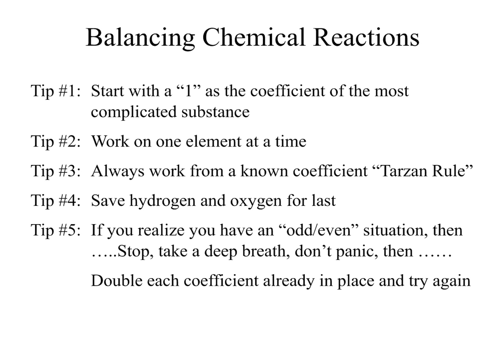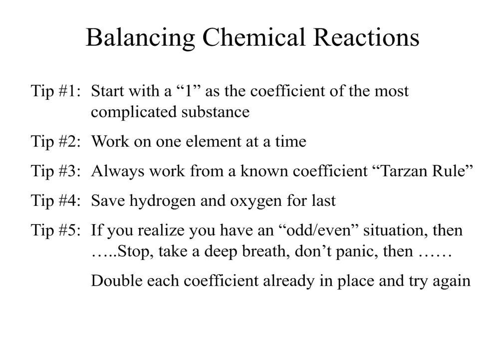So the first thing we want to do is put a 1 as the coefficient in front of the most complicated substance. Most of the time this is going to make the equation a little bit easier to balance if we start there, and it's a good place to start. Number 2 is that we're only going to work on one element at a time. So we're going to take a look at the elements that are in the substance where we put the first coefficient. We're going to pick one of them to work with. Tip number 3 is to always work from a known coefficient on one side of the equation to an unknown coefficient on the other side of the equation. This is called the Tarzan rule.